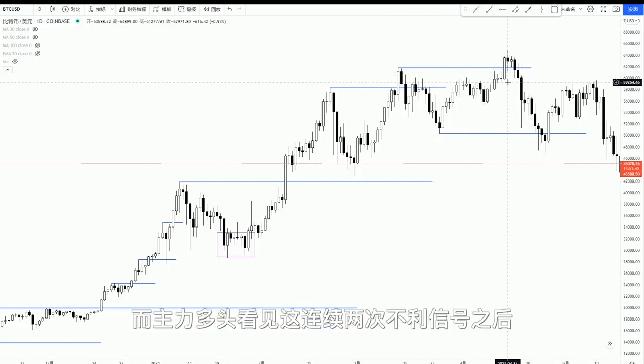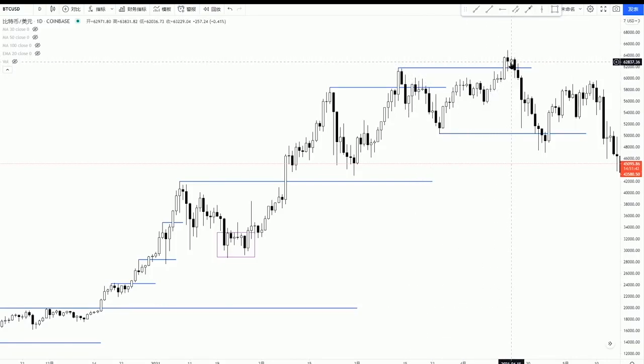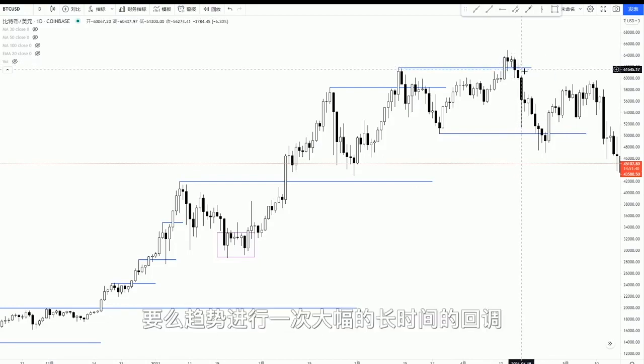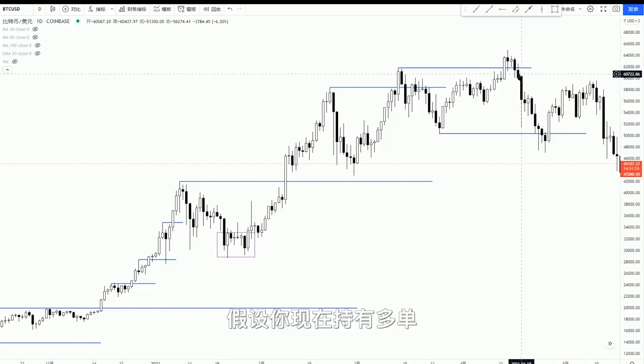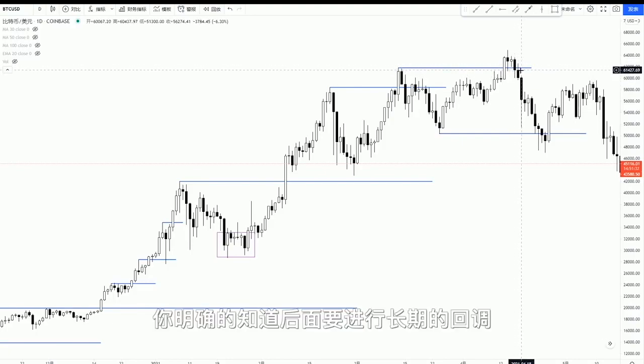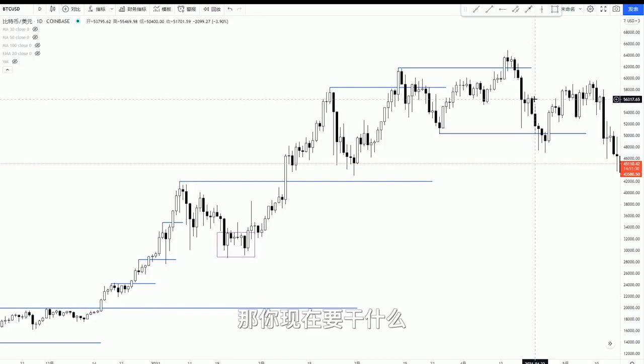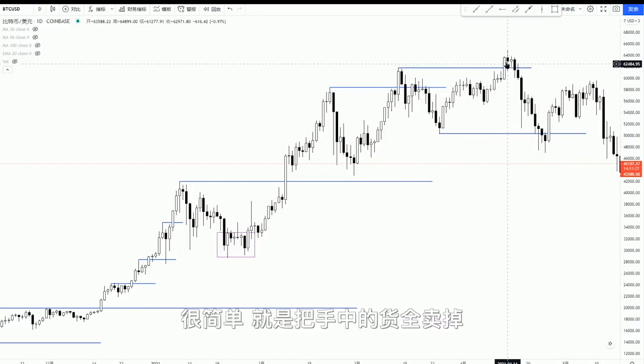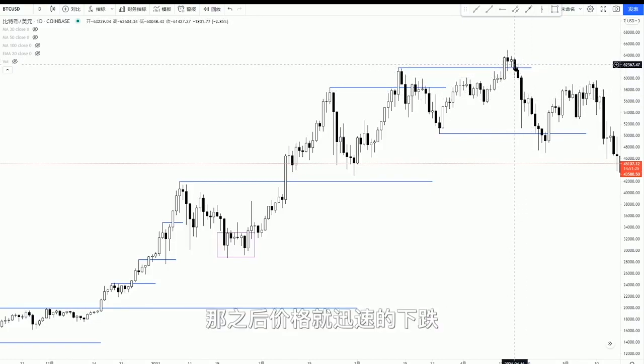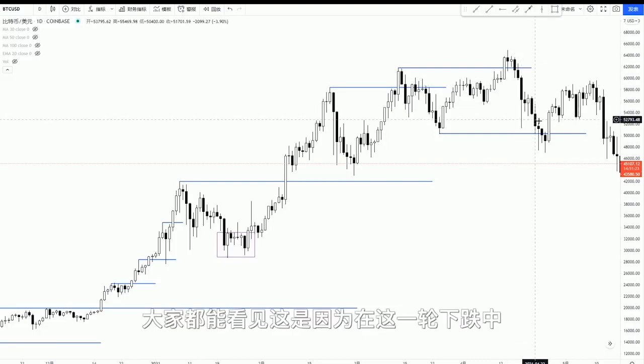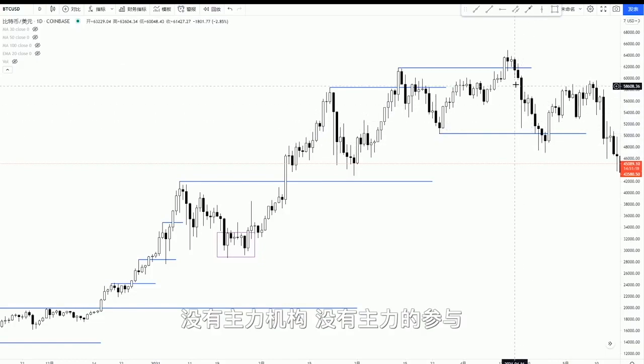Assuming you now hold multiple orders, you know for sure that a long correction is coming, so what are you going to do now? It is very simple: sell all the goods in hand, and then the price fell rapidly. We can see that in this round of decline, there is no main participation. The main force has sold all his goods in the hands of the above, only the short institutions continued to enter. The band low is worth our attention.